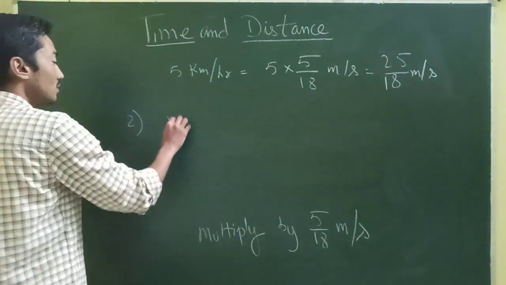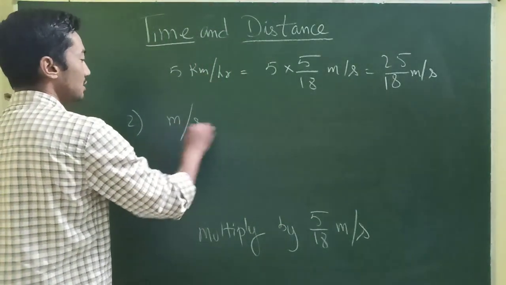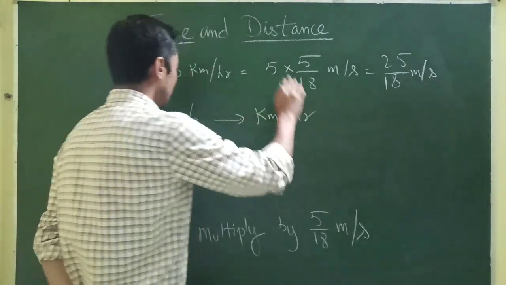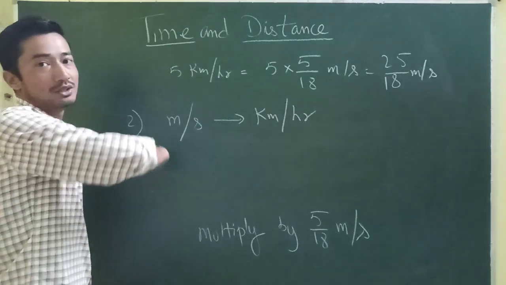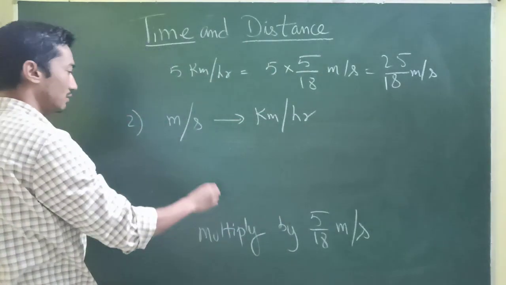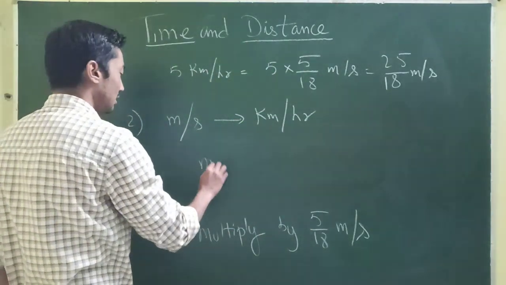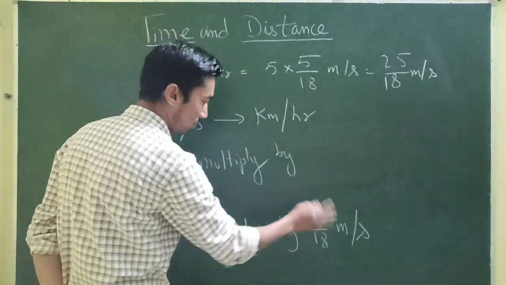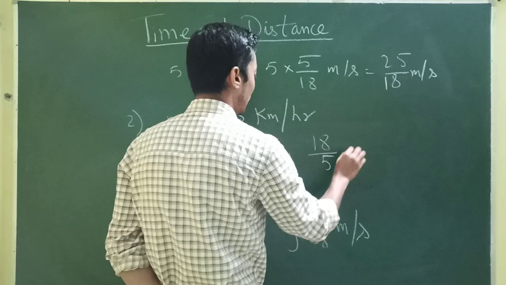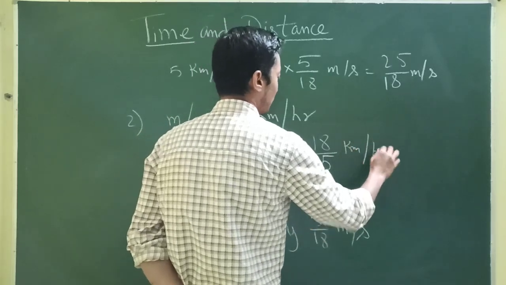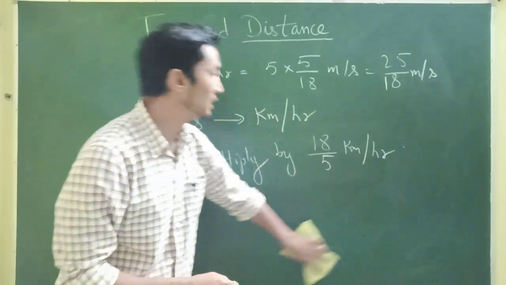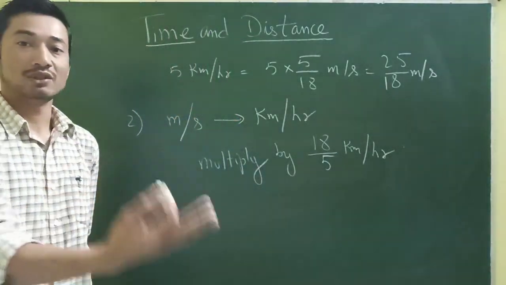The second one is, this time just the reverse: if you want to change from meters per second to kilometers per hour, all you have to do is multiply by just the reverse, that is 18 by 5, to get kilometers per hour. Just multiply by 18 by 5, then you'll have your required answer.